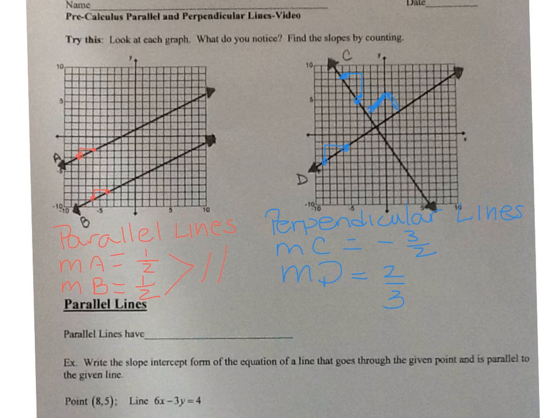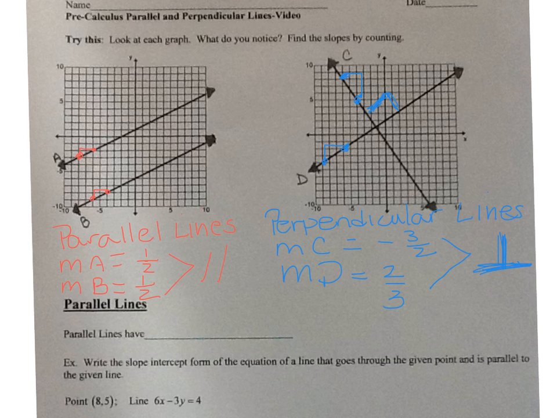So what do you notice about these two slopes? What do you notice about perpendicular lines? Well, in order for the lines to be perpendicular, remember this is the perpendicular symbol, it's that upside down T. These slopes, they're the flip of one another, and one's positive and one's negative. They're called negative reciprocal slopes.